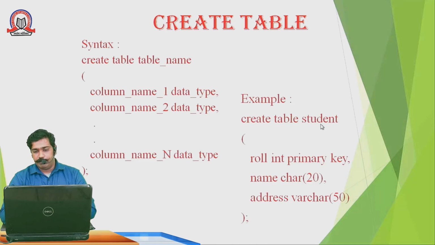For example: create table student, opening rounded bracket, roll int primary key. We will discuss in further videos what keys are and the different kinds of keys we use in DBMS. Then name char. We have different data types: integer, which is a whole number, floating type, which is a decimal number, character, which is any kind of character, and another is varchar. Varchar means a combination of characters, special symbols, and alphabets. Then address varchar 50, which denotes the size of that particular column. Then a semicolon, again terminating the create table query.